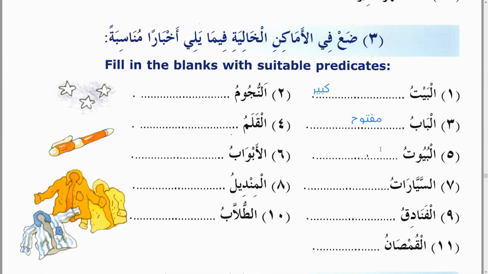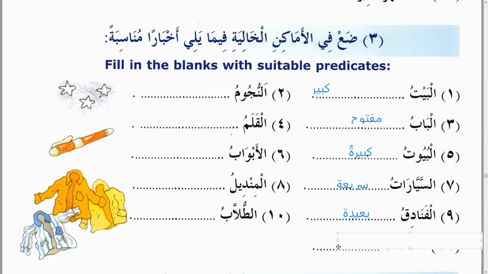Now you won't say kibarun, right? We will say the feminine form kabiratun, because غير عاقل plurals. Kabiratun. The houses are big. As-sayyaratu. The cars are what? We could say sari'atun. The cars are fast. Al-fanadiqu. The hotels. You can say the hotels are far. Ba'idatun.